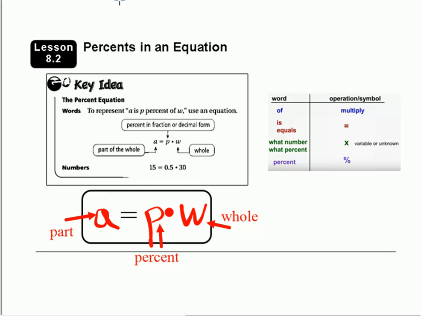So in this example, A is 15, the whole is 30, and this percent, let's see if we can change that, a little refresher from yesterday. If I have 0 and 5/10, what percent would that be? I want to change this into a percent. And if you need to, go back and look at your notes from yesterday.